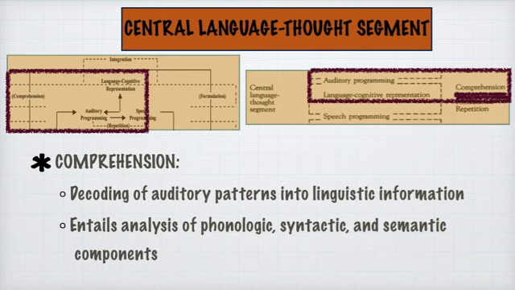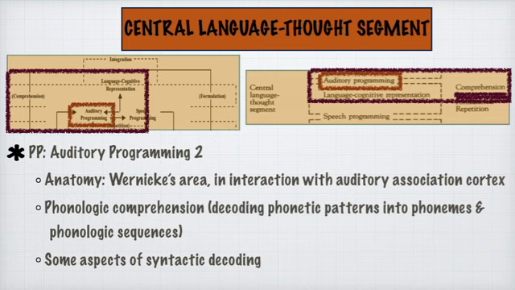So, unsa man nga physical processes ang involved diri sa comprehension. Okay, first we have auditory programming 2. So, this happens in the Wernicke's area in interaction with the auditory association cortex. And then, in this part, kina phonologic comprehension. So, decoding phonetic parts into phonemes and phonologic sequences. And there are some aspects of syntactic decoding.